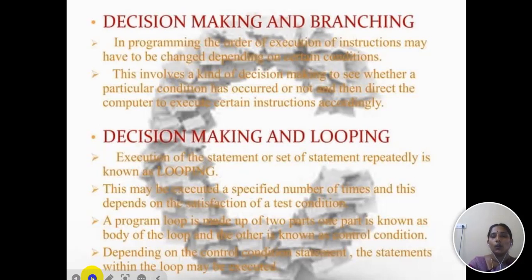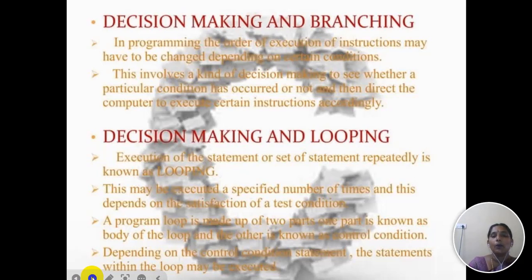Decision making and looping is slightly different from branching. In looping, a set of statements is executed repeatedly. This is known as looping. It may be executed a specified number of times. If you specify the number of times, n equal to 10, then the statement will be executed 10 times. It depends upon the satisfaction of the test condition.